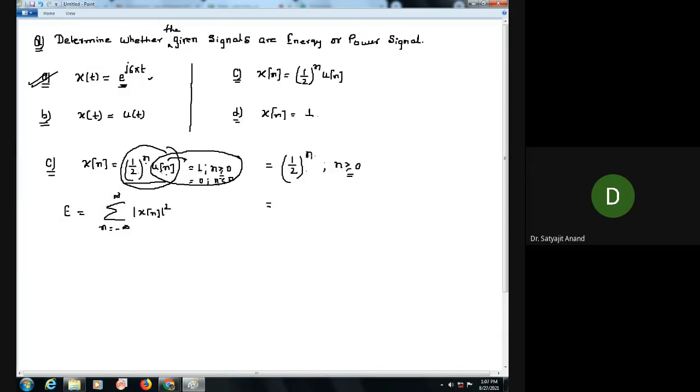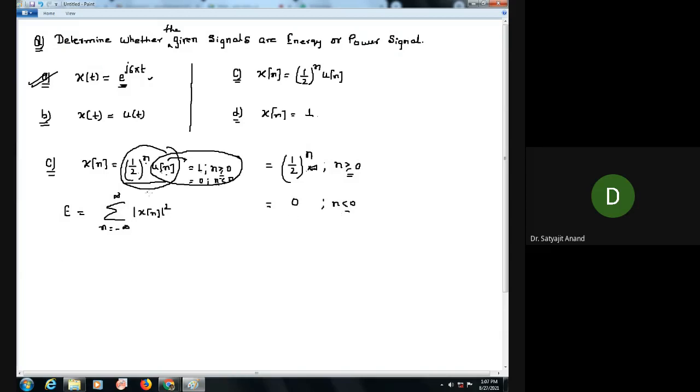So (1/2)^n into 1 gives you (1/2)^n. That's why I have written this. And when time is negative, u[n] will be 0. So 0 into the non-zero (1/2)^n gives you 0. This is for negative time.